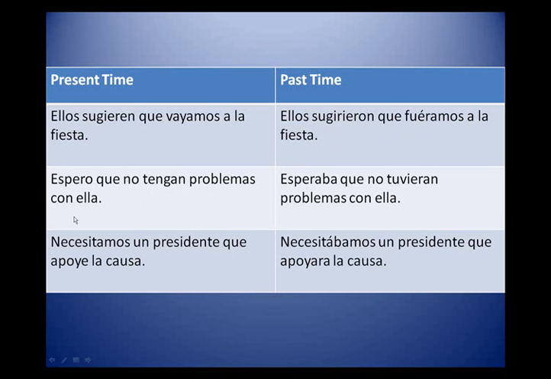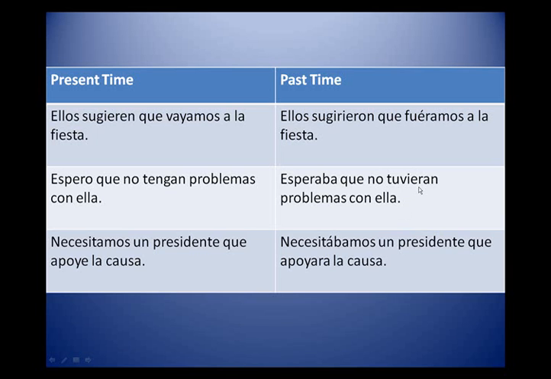Espero que no tengan problemas con ella. I hope you don't have problems with her. Okay, present. Esperaba que no tuvieran problemas con ella. They were hoping that they wouldn't have problems with her. Or I'm sorry, esperaba, yo esperaba. So I was hoping that you wouldn't have problems with her. So this is yo, and then this is ellos. I was hoping that you wouldn't have problems with her, but obviously you did have problems with her, right? So the hope triggers the subjunctive, but it's written in the past, so we use the past subjunctive in the subordinate clause.